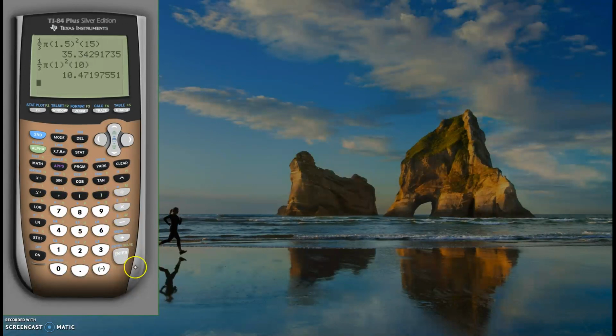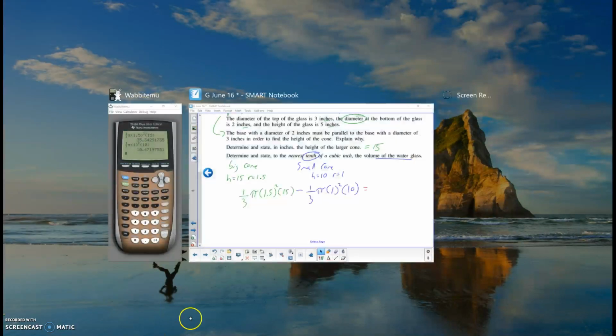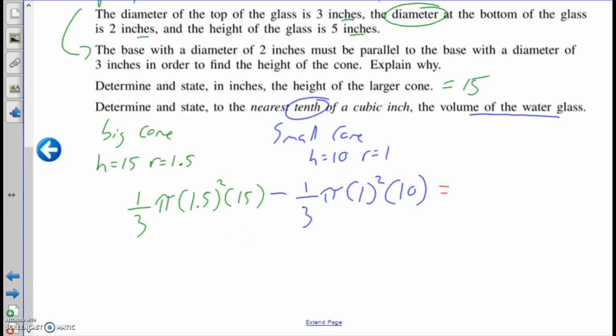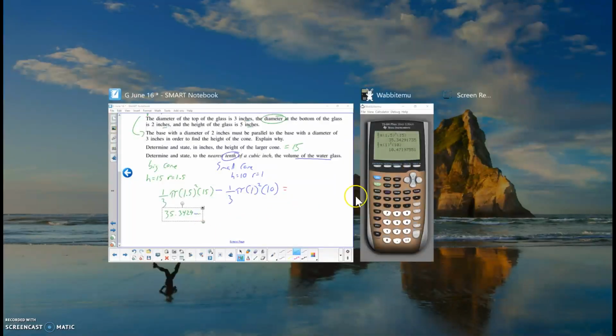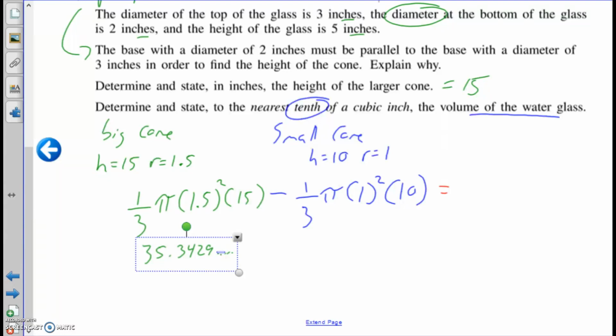And so 35.3429. So this one was about 35.3429 ... to remind myself that that's not the exact volume. And 10.4719 ... Again, I'm not going to use those numbers. I'm just writing them down as reference. But I want to subtract these values.